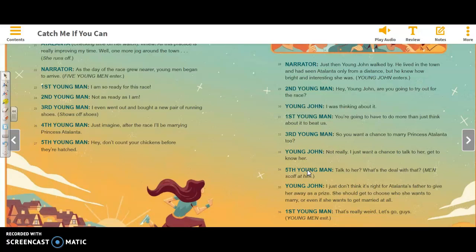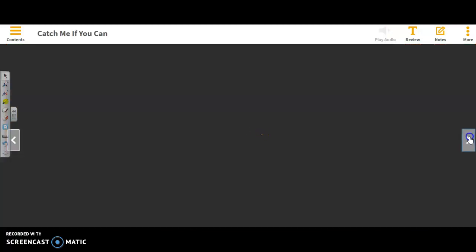A character's name is placed before the words he or she speaks, and the stage directions are what tell how the characters are acting. So that's what we see here. There's narrator, second young man, young John, and then these parentheses: young John enters, young men exit, men scoff at him. Those are all those stage directions. So now, let's go to the next page, page 209.